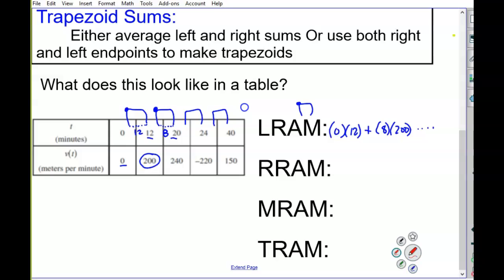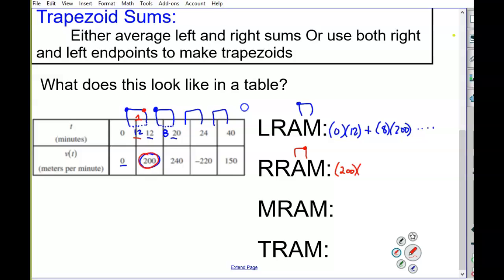But what if I shifted and then I said, you know what? No, we want to do the right endpoint. You still have the same amount of intervals. The width doesn't change, but it's the endpoint. So now to find the area of this rectangle, I would take 12 times this height, which is 200.